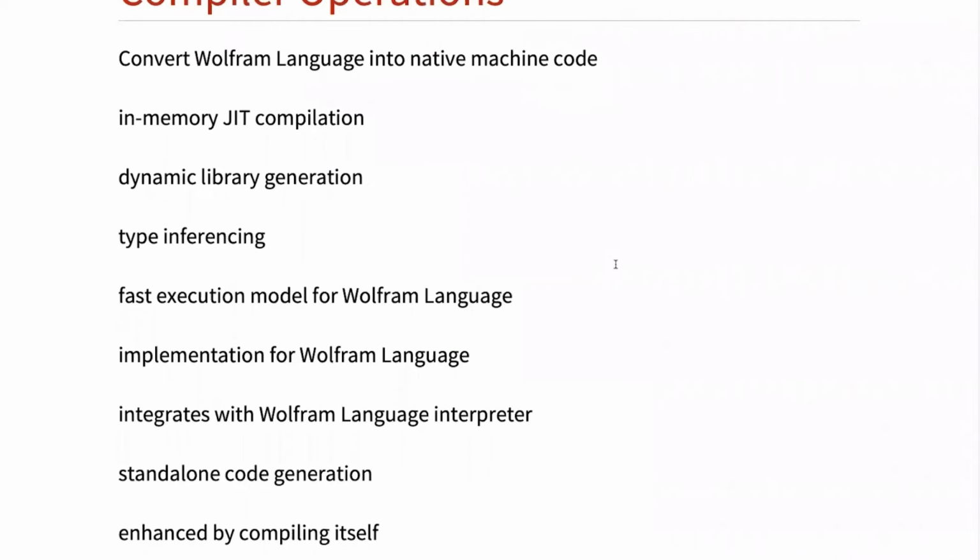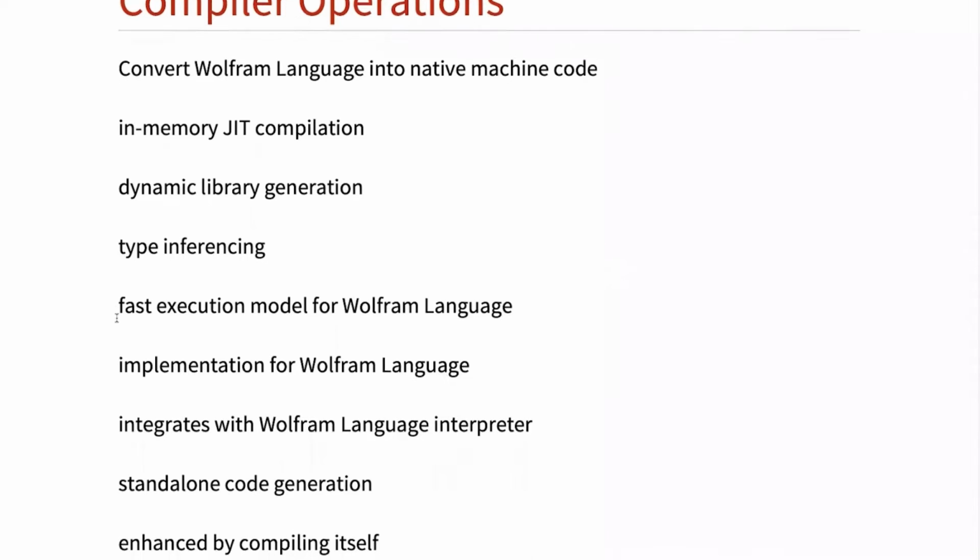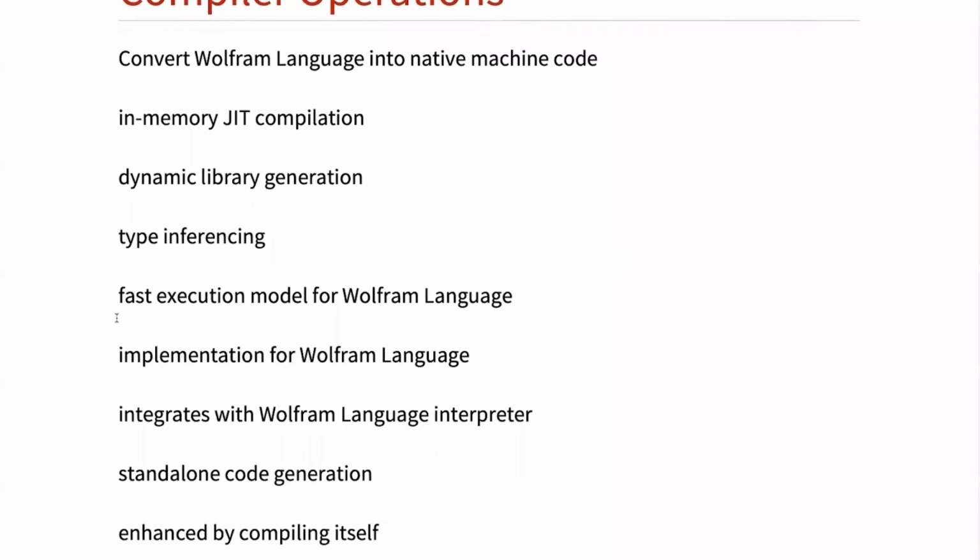So the idea of the compiler, I'm just talking and I'll get into examples and some more details in a bit. So we're converting Wolfram language code into native machine instructions. And it does this with what we call this JIT compilation system. And it can form a faster and sometimes very fast execution model for the Wolfram language. And it's also a nice implementation for the Wolfram language.